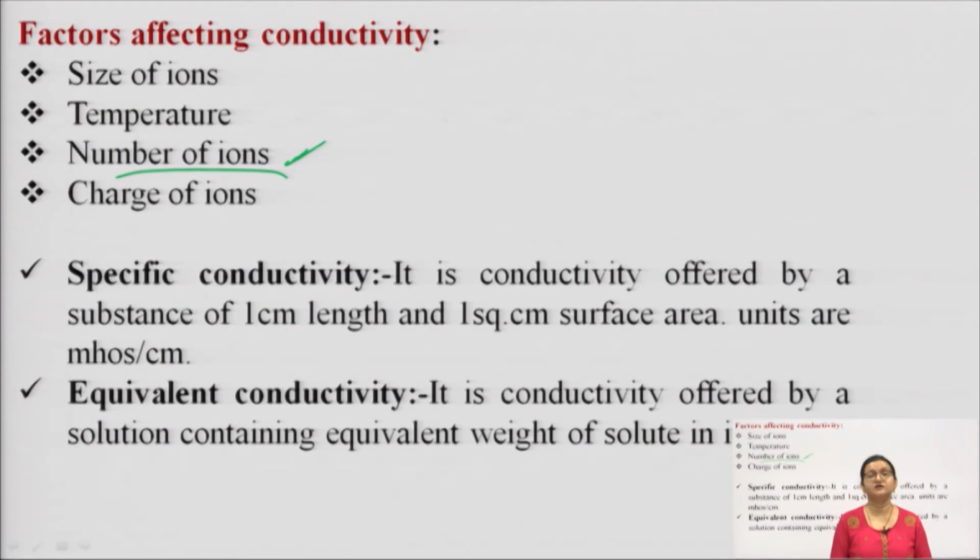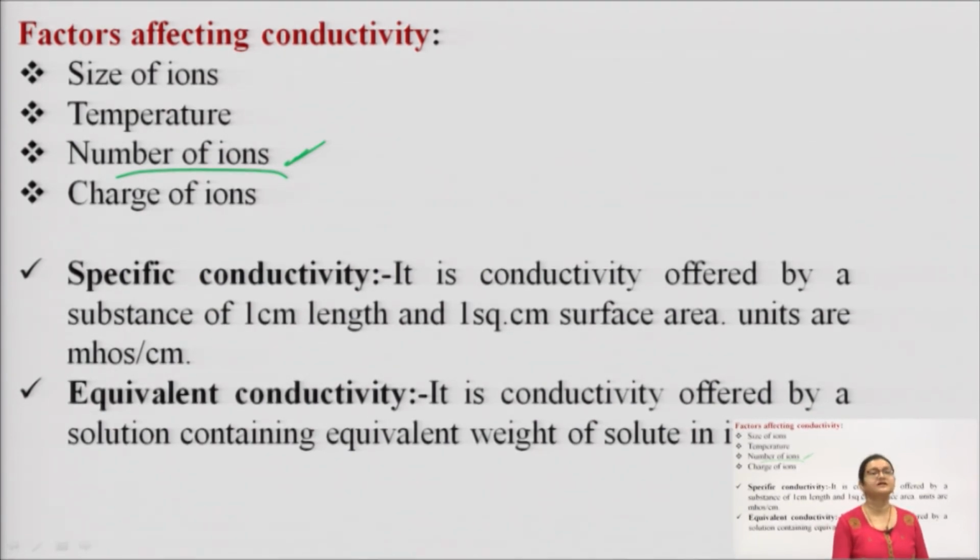If any ion contains 2 positive charges or 2 negative charges, then that will definitely conduct more electricity, increase conductance, and lead to generation of more current as compared to those ions which contain fewer charges on a single ion or single atom. So, that is why the charges of ions definitely matter.